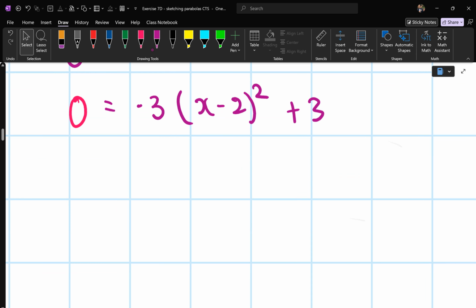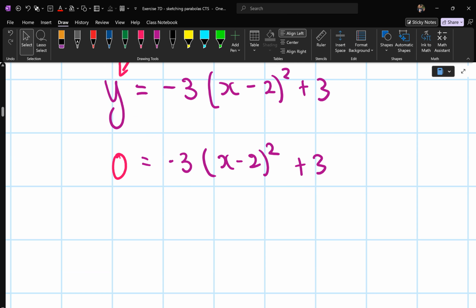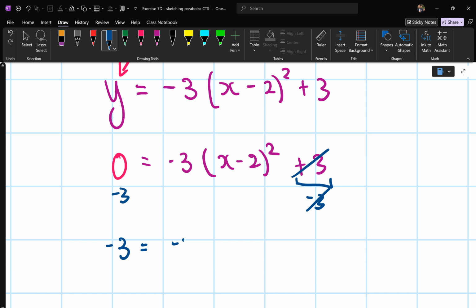So from this step here, you just do inverse operations. So you're saying, okay, well, let's now get rid of the plus 3. So you say, well, opposite of plus 3 is -3. Cross that off, and you now get -3 is equal to -3 bracket x minus 2 squared.